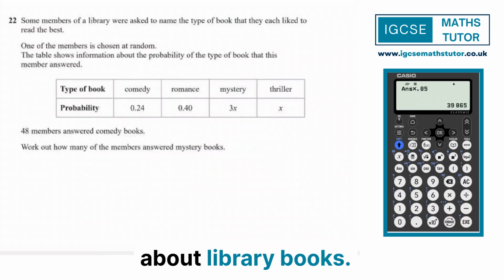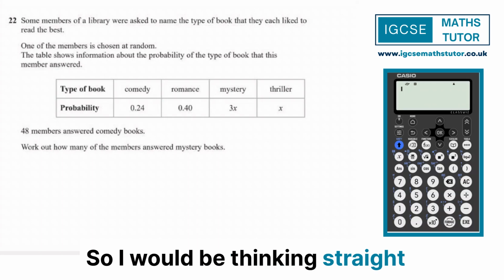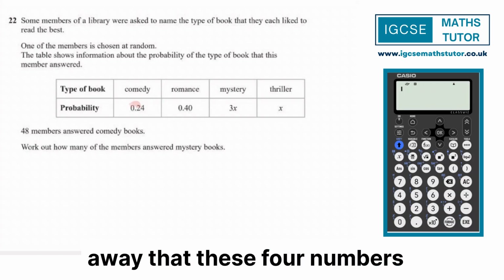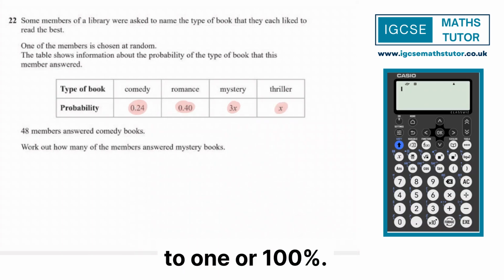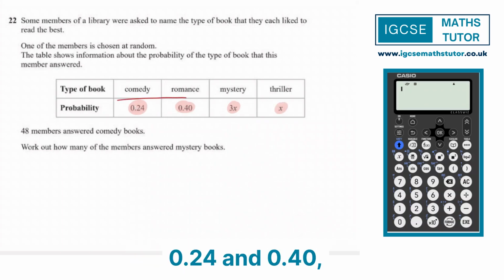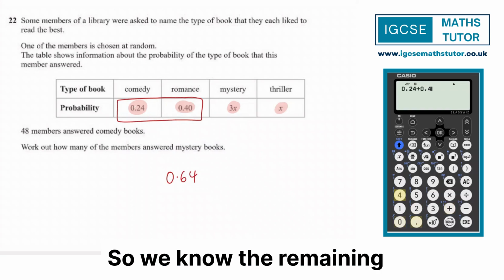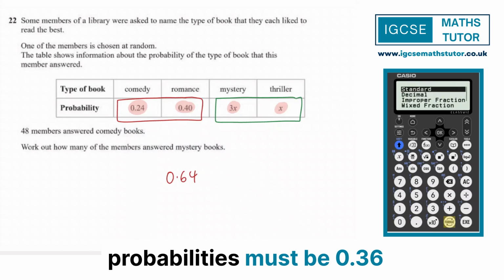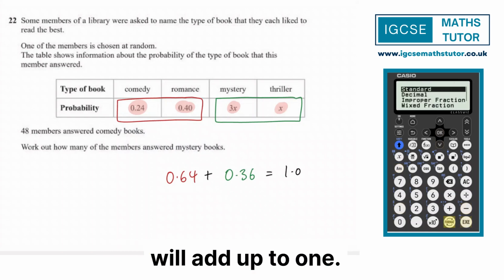So we've got a question here about library books. So straight away, we've got a probability table. So I would be thinking straight away that these four numbers need to add up to 1. They always add up to 1 or 100%. We know two of them. 0.24 add 0.40, they add up to 0.64. So we know the remaining probabilities must be 0.36, because these together will add up to 1.